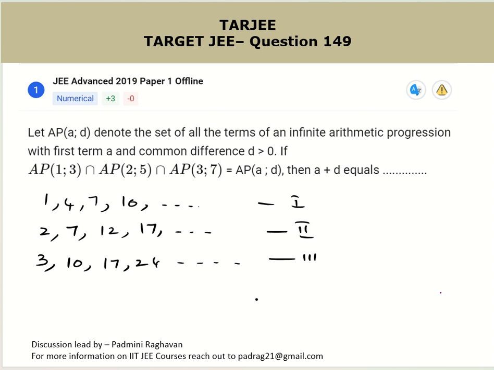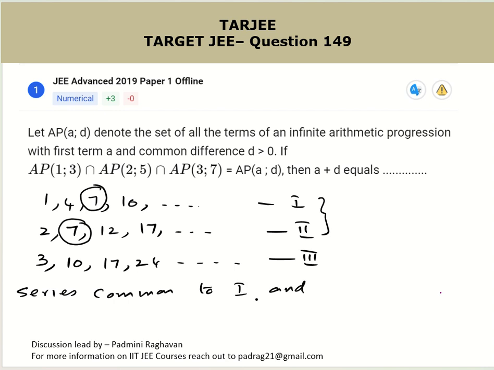So literally they are talking about the intersection of the three APs. By looking at it, we don't find any element which is common to all three to start with. So let us take the first two APs and find the series that is common to both. You can see that the common term to both APs is 7.